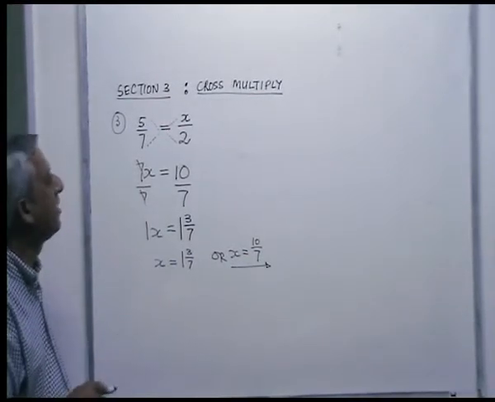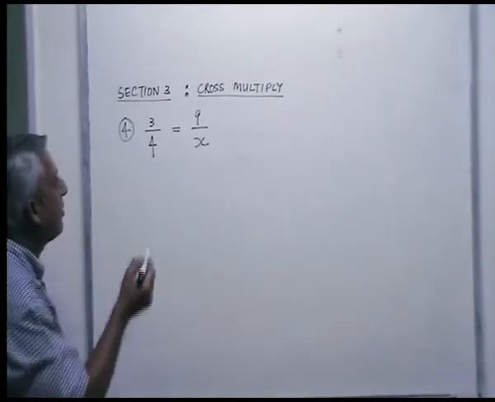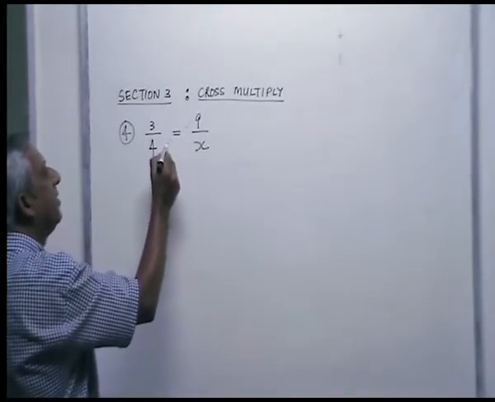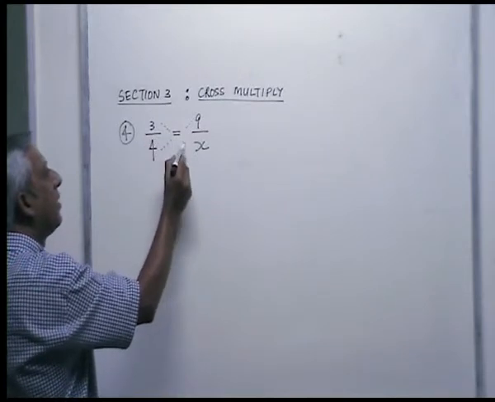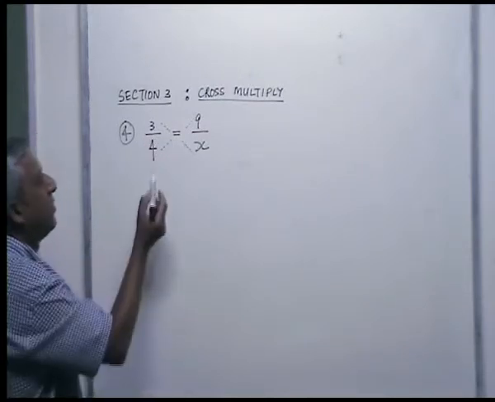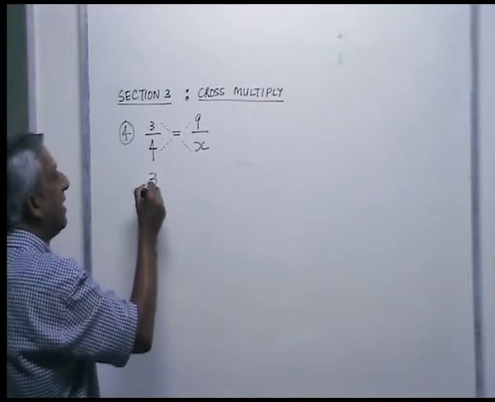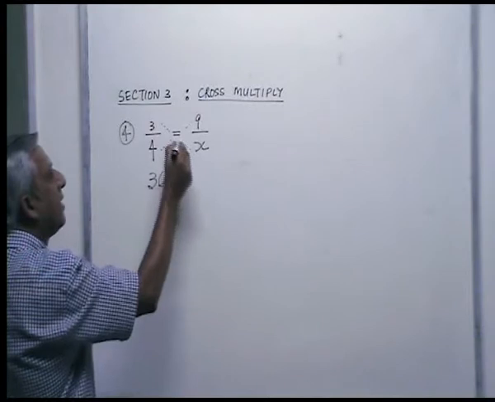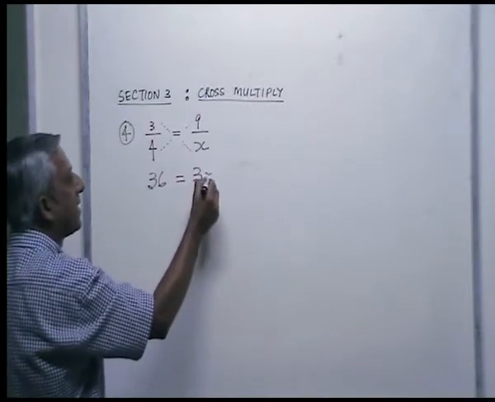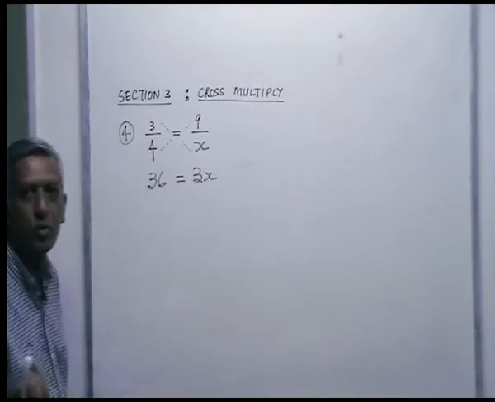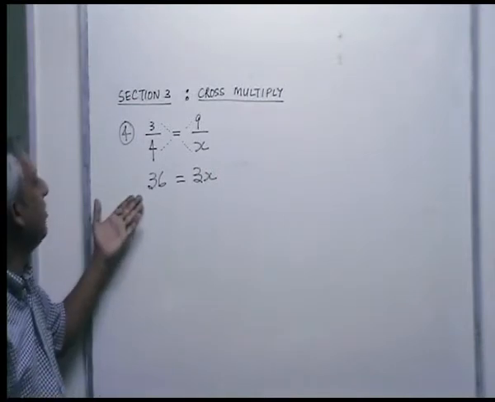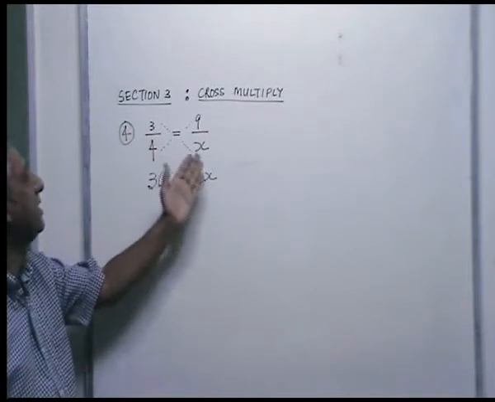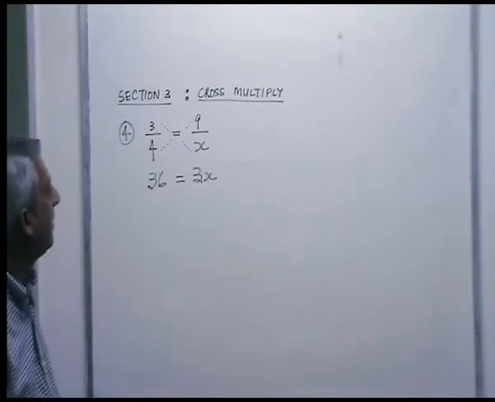Alright, I'll do one more before I give you an exercise. I've got to cross multiply. Let's suppose I said 4 times 9 and I wrote it here. 36 is equal to 3 times x, 3x, and I write it on that side, which I'm allowed to do. So there's nothing wrong with this. I can write 4 times 9 and write 36 here, 3 times x and write 3x there.